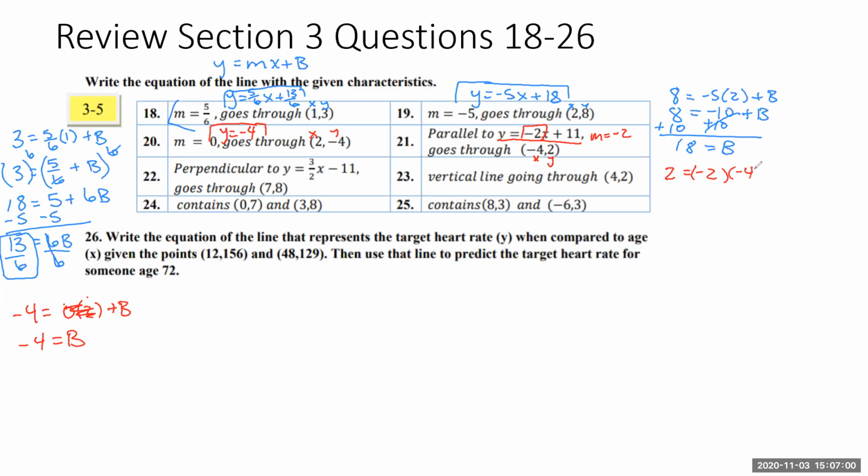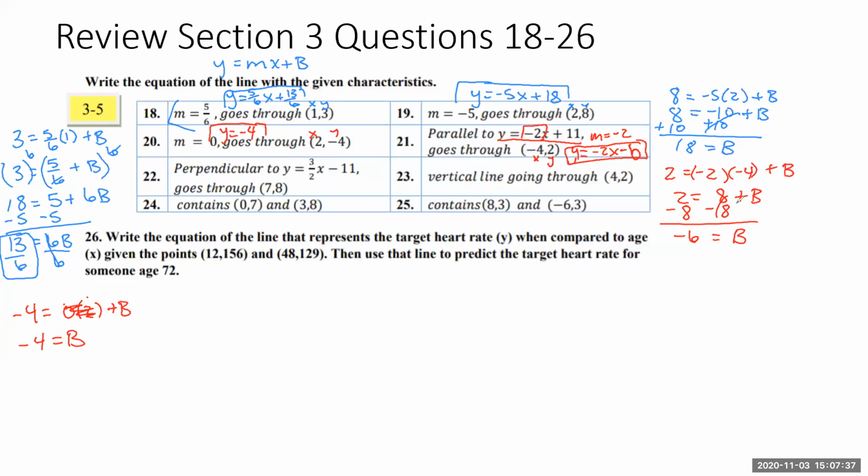And then it's multiplied by a -4, which is our x. We're going to just add on b. So -2 times -4 is going to be 8, so 2 equals 8 plus b. And then we're going to subtract 8 on both sides. We're going to get -6 equals b. Okay, so then when we are writing out this equation, we're just going to go y equals -2x minus 6. There we go. And that's the equation of the line there.